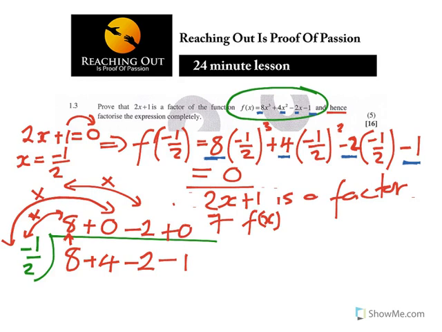So what you have now, you are going to have something like this. Remember the first factor, and if I divide my line, you now have f of x. The first factor was 2x plus 1. Now the second factor is 8 plus 0 minus 2.